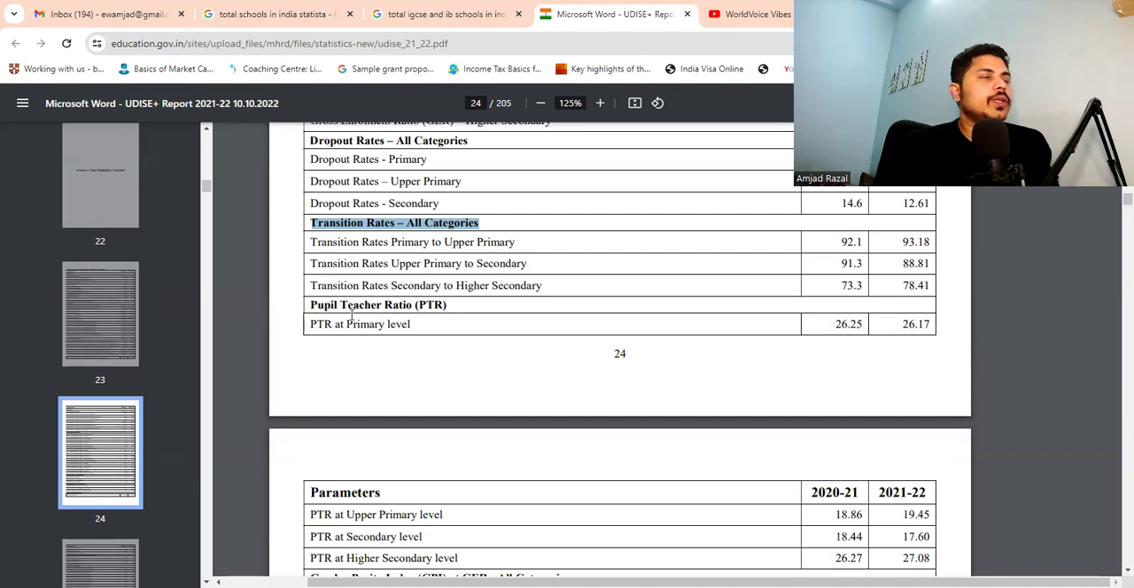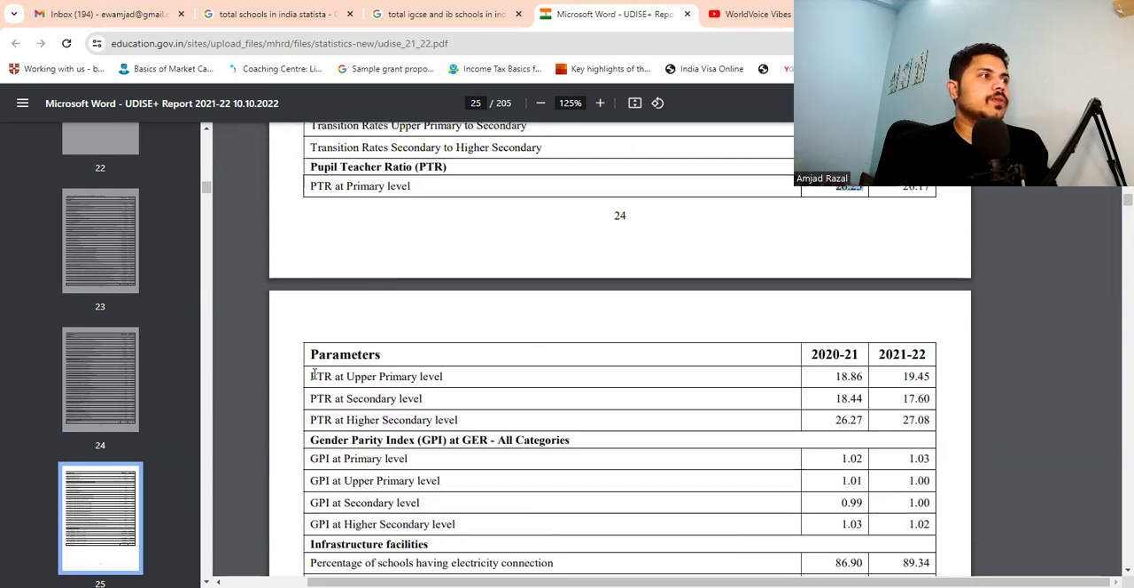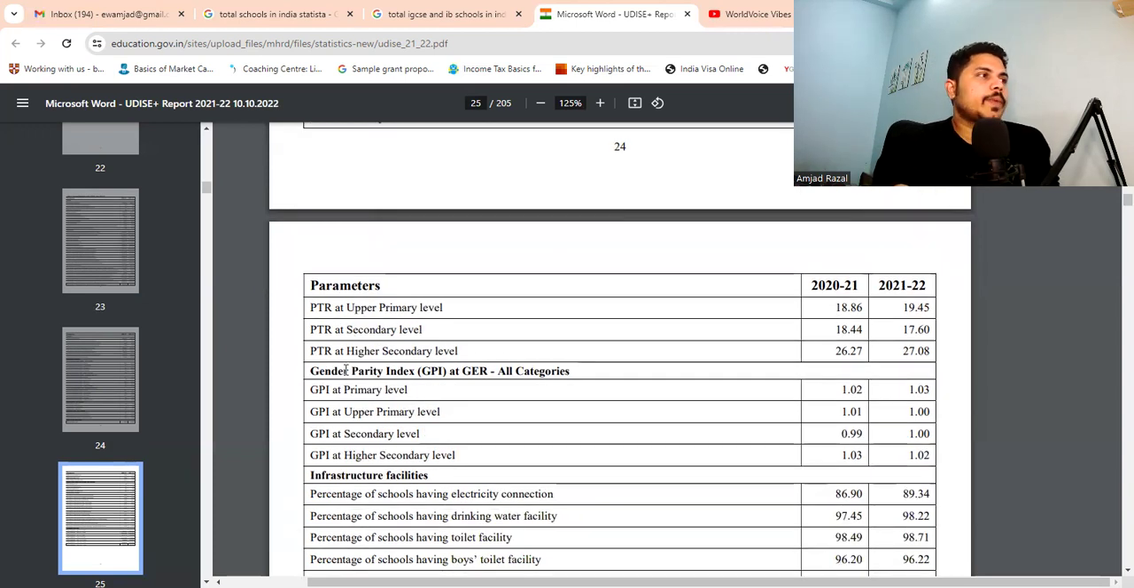Then we have another parameter: pupil teacher ratio. What is the size of the class? So you see here 26.25. That means the average is 26 students to one teacher. Okay, that way, student teacher ratio. And there are other parameters. So PTR again at the upper primary level. What is it at the higher level? What is the student teacher ratio at the secondary level, and also the senior secondary, higher secondary level? Then we have the gender parity index, GPI, which we all understand.